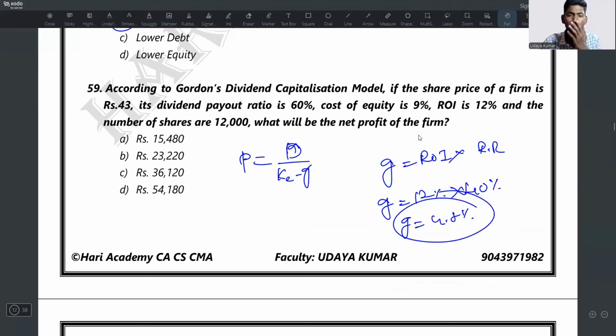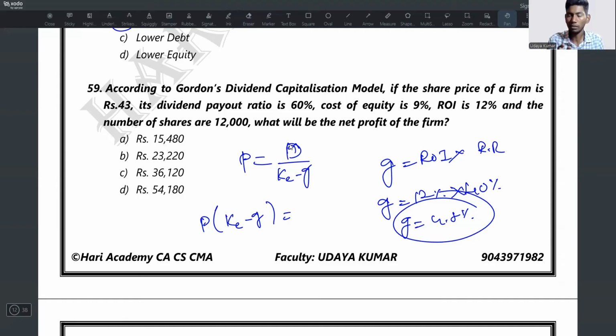So if you substitute the values over there, you can easily calculate the dividend per share. Here we have to calculate the dividend, right? So dividend is equal to, again so simple, P into (KE minus G), as the market price of the share is given. If you substitute the values, 43 into (0.09 minus 0.048), which is 43 into 0.042, which is nothing but 1.806, you will get the dividend. Now you just multiply the dividend per share into the number of shares, you will get the answer.